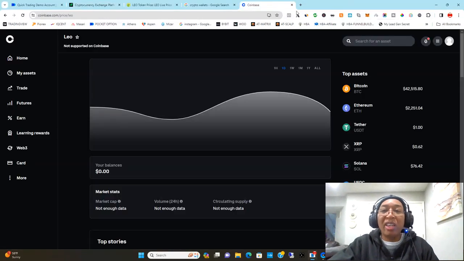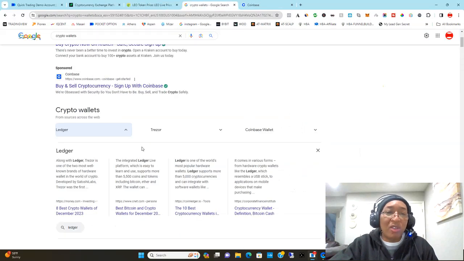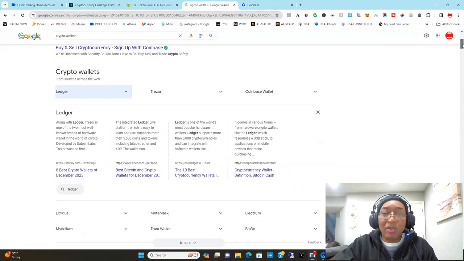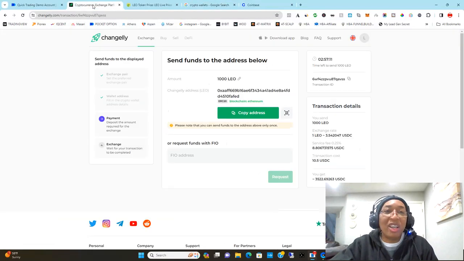Let's say for example that Leo was on your MetaMask account. Then you're just going to go to your MetaMask account, log in, and send the Leo to that address. And once that's accepted, now they're waiting for my Leo to arrive. Once my Leo arrives, they inform you all the way. It's going to tell you to wait for your transaction to be complete, and it's going to show you your transaction completed.